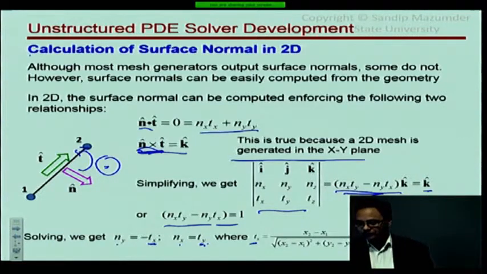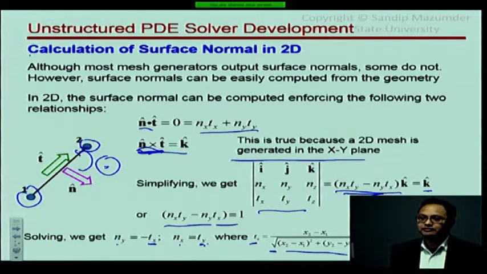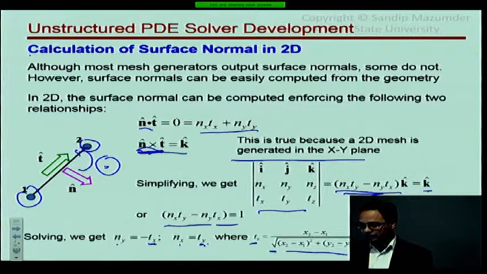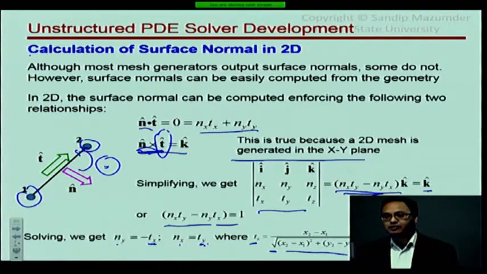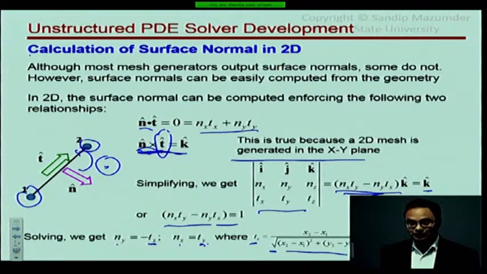Okay, and then the tx, the tangents, this is very straightforward. Again, all you do is this coordinate minus that coordinate, and then divided by the magnitude of that vector. That gives you the unit tangent. Remember, these are unit tangents here. Okay, otherwise this cross product will not give you k. It will give you some scalar times k. Okay, it's not going to give you a unit vector. Any questions?